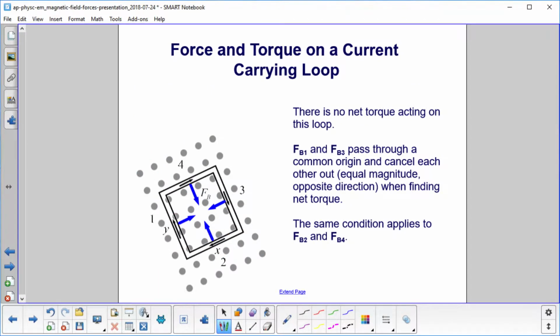There is no net torque acting on this loop. The magnetic force on side 1 and the magnetic force on side 3 pass through the common origin right here, and they're equal and opposite, so they cancel each other out. So there's no net torque there. And then the same story holds for the forces on sides 2 and 4. So zero net torque when the field is perpendicular to the plane of the loop.